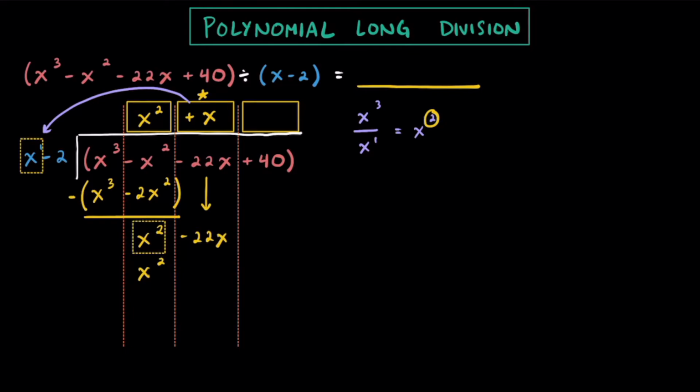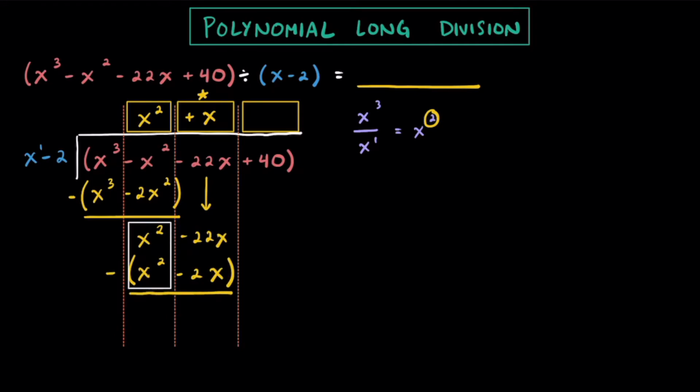And then if we go ahead and take this positive x, multiply it by this negative 2, that's going to equal negative 2x. Or we can write a minus 2x down here. Just like earlier, we're going to go ahead and subtract these from each other to see what our remainder is. This x squared minus x squared cancels out just like we planned. And this negative 22x minus negative 2x is going to equal negative 20x. Well, that's our remainder so far. We have this plus 40 we can bring down to do it one more time. Let's go ahead and bring that down and try this process again.